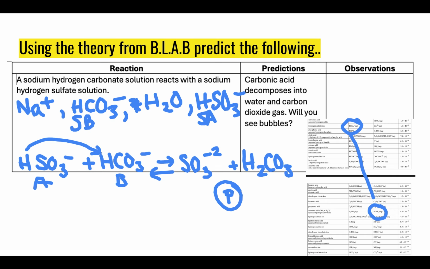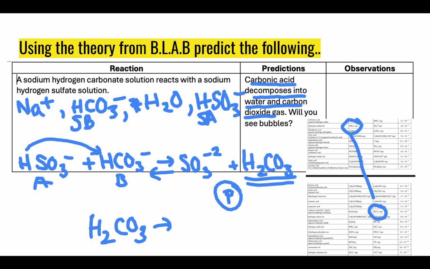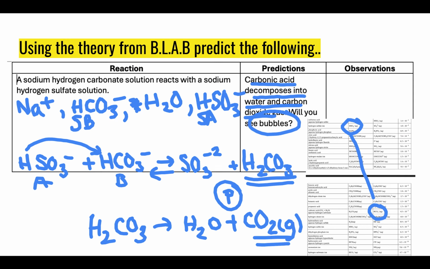Now, when it goes to the predictions, you get this extra bit of information that carbonic acid can decompose into water and carbon dioxide gas. So what that's saying is this product here, H2CO3, will decompose into H2O and CO2. Because of that, then it's asking, will we see bubbles? So because we have carbon dioxide as a gas, yes, we should, because that shows us bubbles and the products are being formed. So that should be the prediction.